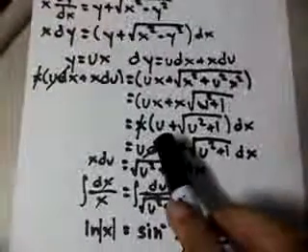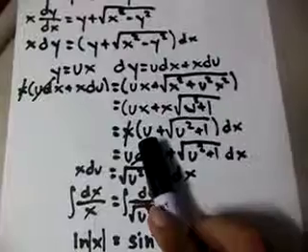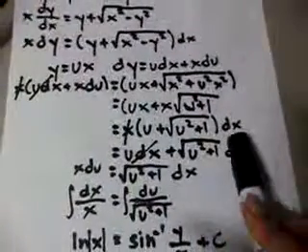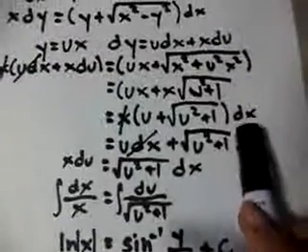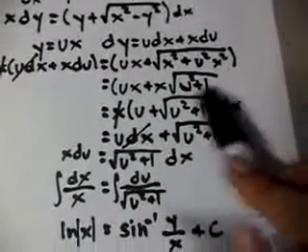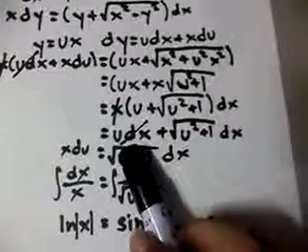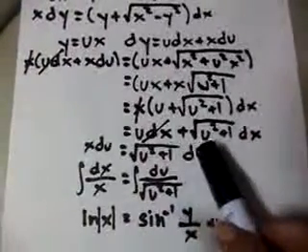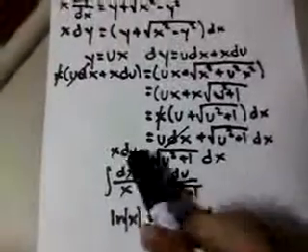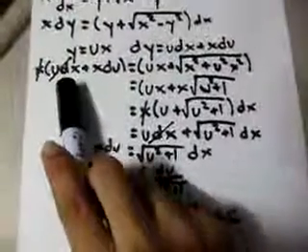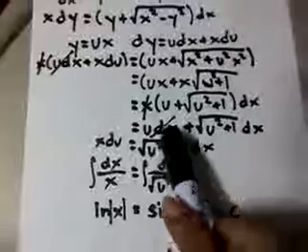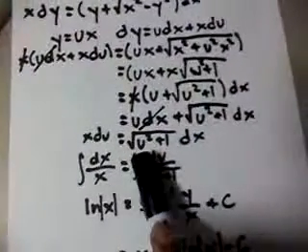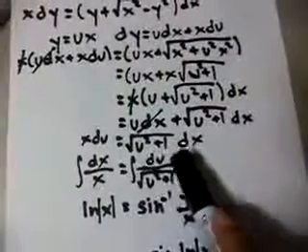What's left is the (u + √(u² + 1)) dx. Distribute the dx, we'll have u dx + √(u² + 1) dx. We also have u dx on the left hand side, so we can cancel this, and what's left is just x du = √(u² + 1) dx.